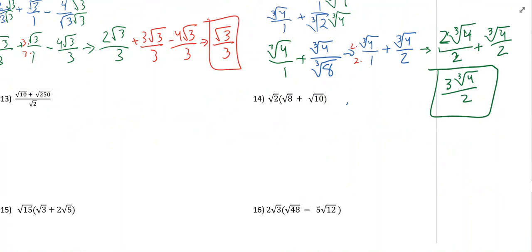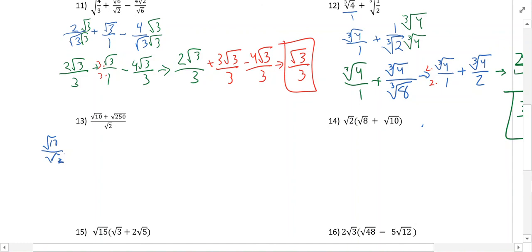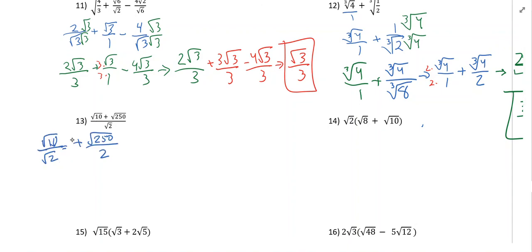Okay, so now let's go to the next one here. What you want to do here is remember this denominator of 2, and it's going to apply to both if you split up the expression. So you can think of it like this, as rad 10 over rad 2. Okay, sorry, my pen isn't working that well. So I split it up into rad 10 over rad 2 plus rad 250 over rad 2.